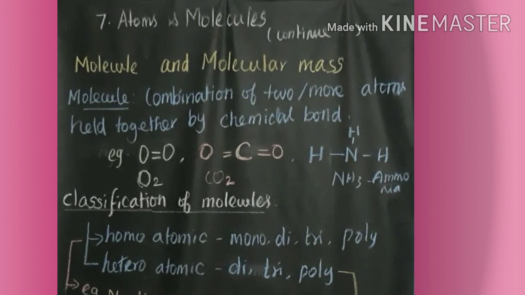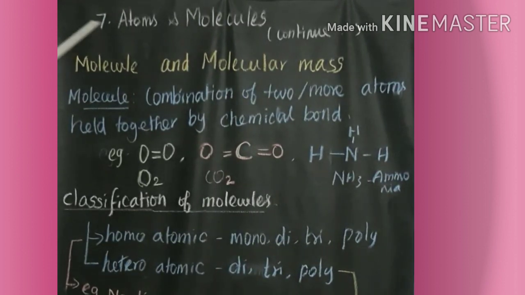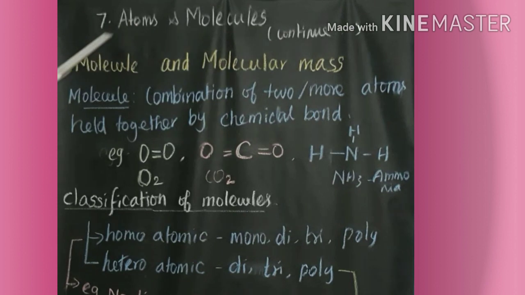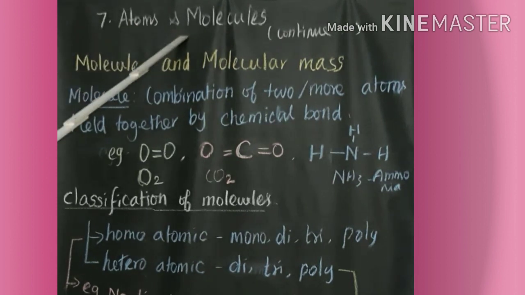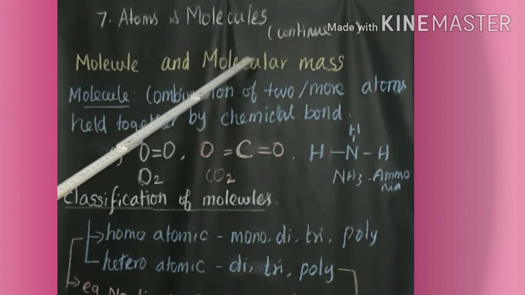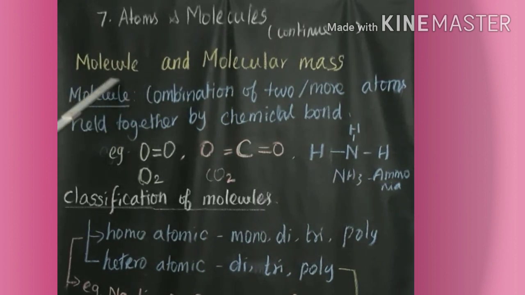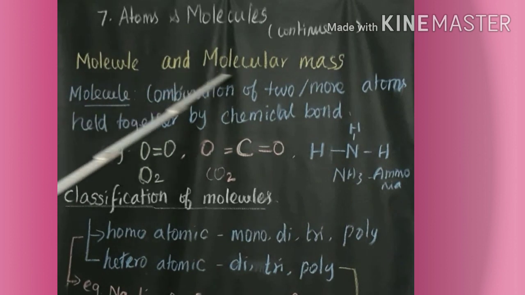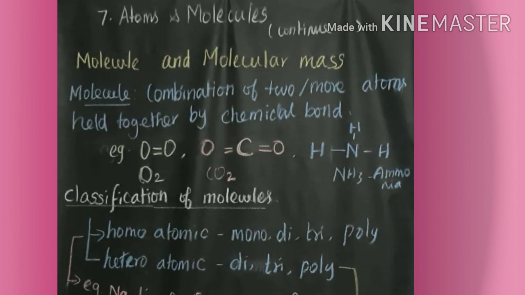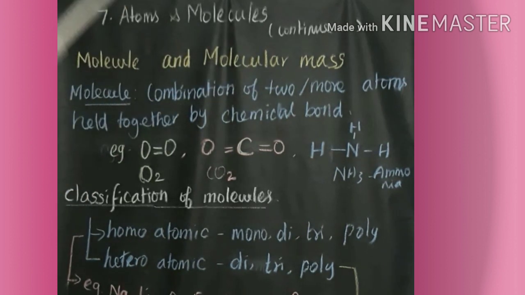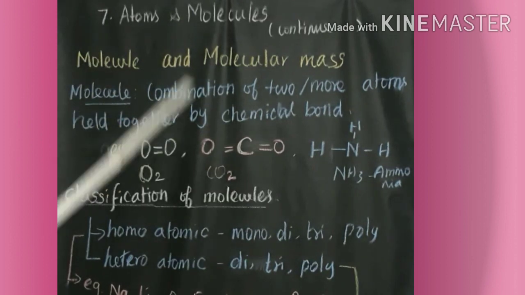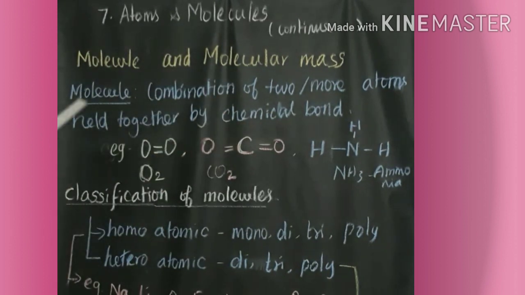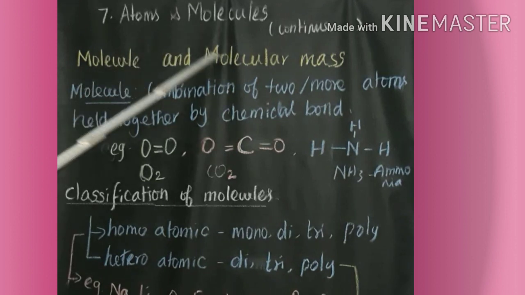Good morning, students. Today we are going to continue the same unit, that is Unit 7, atoms and molecules. Today we are going to discuss the next topic, molecule and molecular mass: how to define and how to calculate the molecular mass. Already we discussed atoms and how we calculate the atomic mass. Today we are going to discuss molecule and molecular mass.